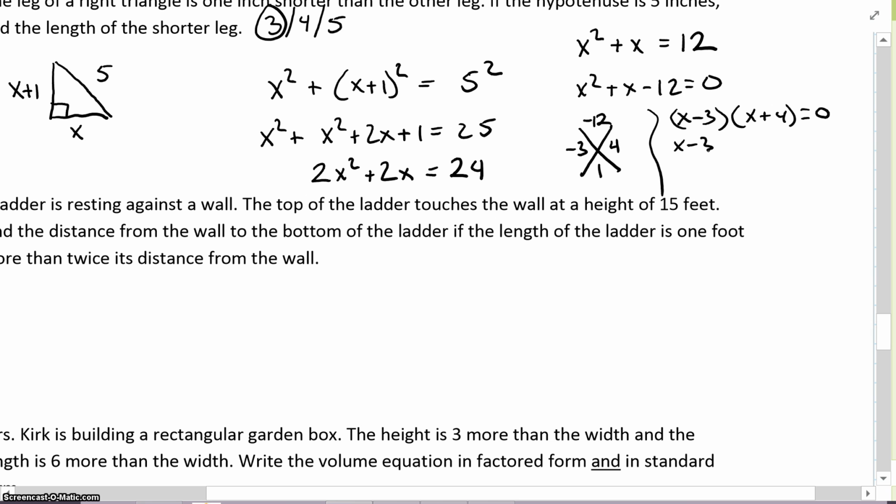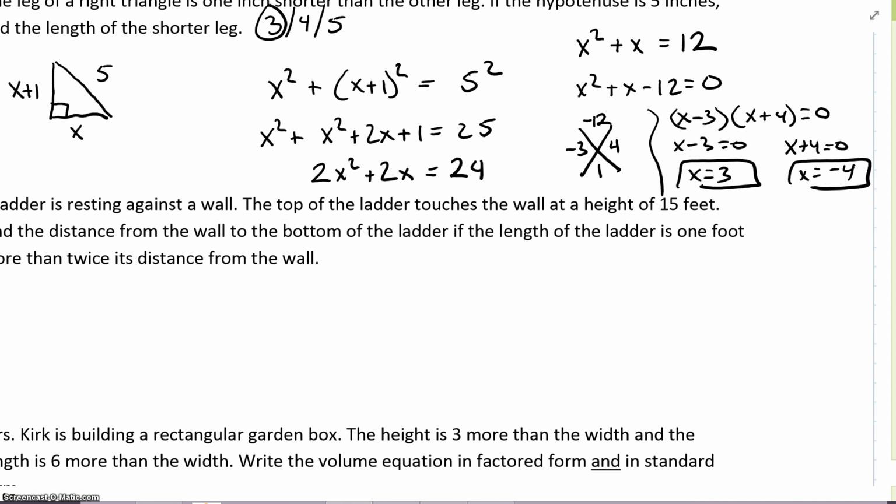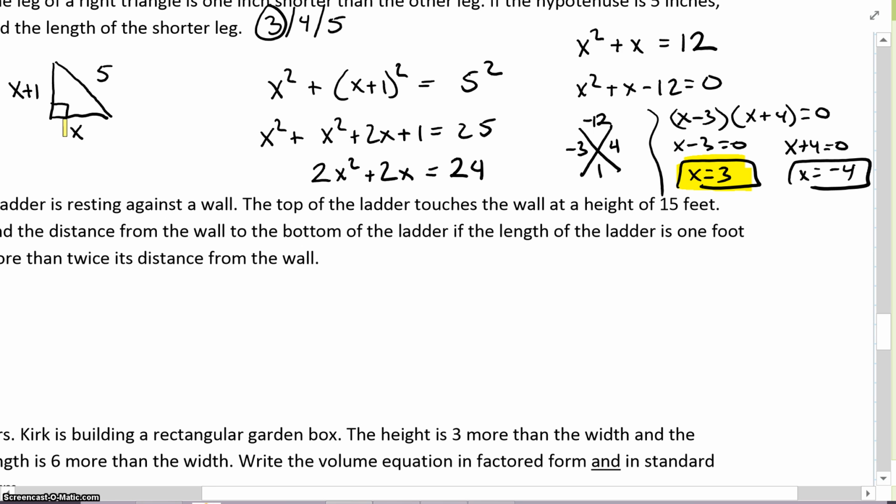So x minus 3 equals 0, so x equals 3. Or x plus 4 equals 0, or x equals negative 4. Well, the only real solution that works is x equals 3. So our shortest leg must be 3.